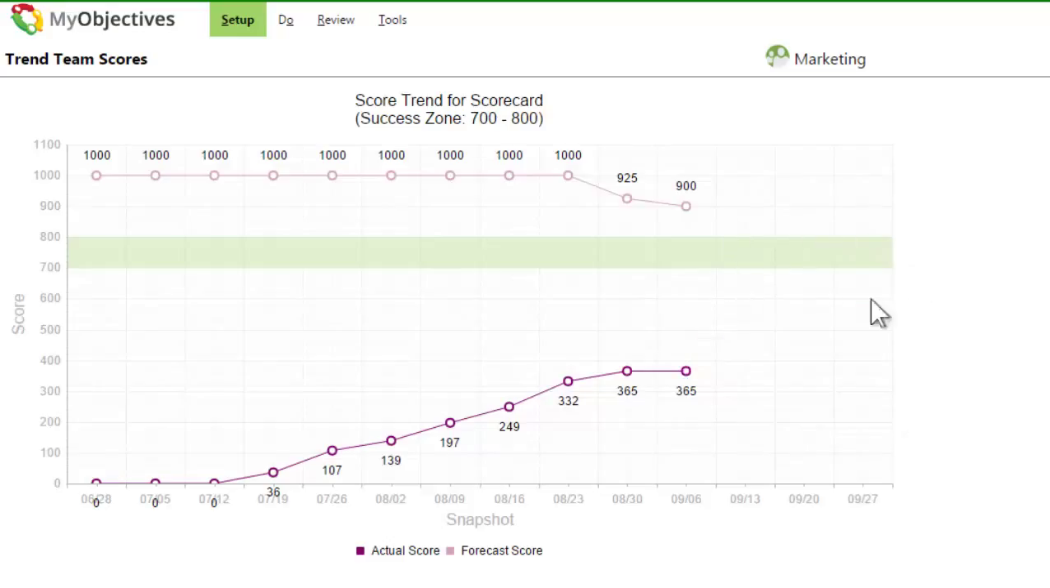This area here is what we call the success zone. We know that in very few instances do you end up 100% successful. So the success zone defines where we normally expect a team to end up.